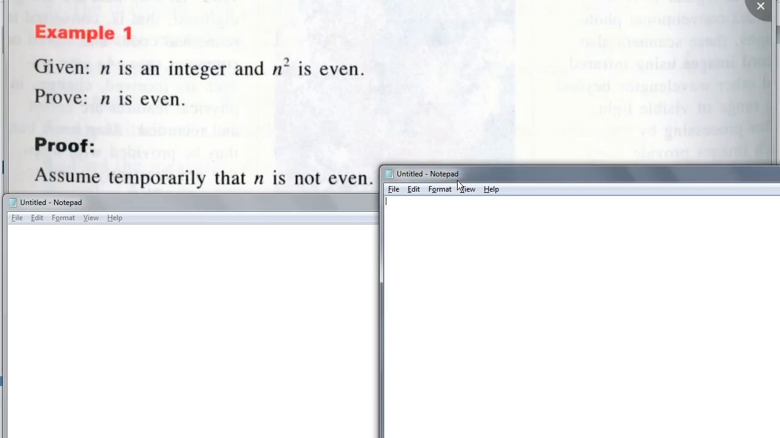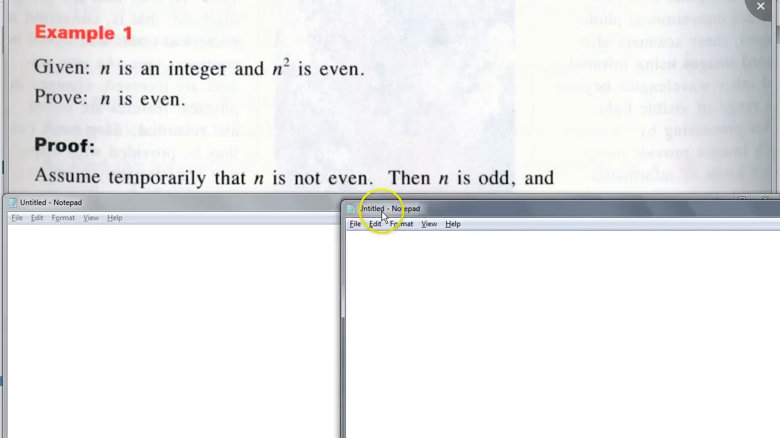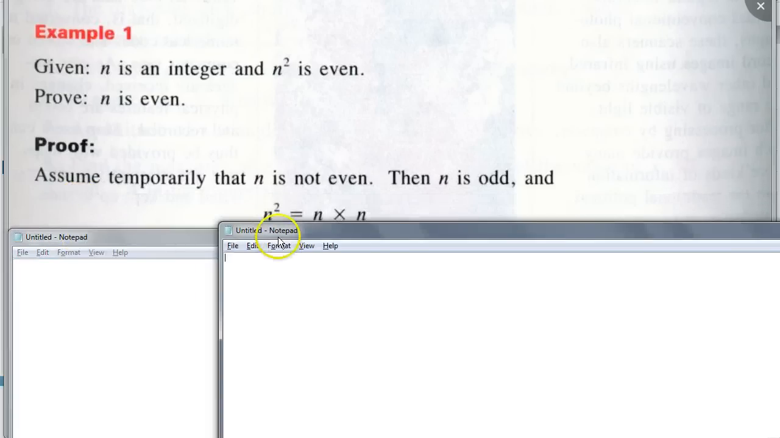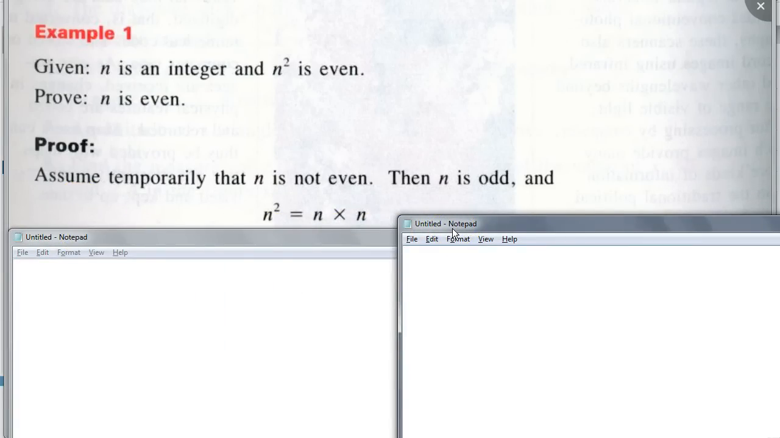Okay, by the way, what's a contradiction? It's the opposite of what you're trying to say, right? So let's reason logically. We know that n is not even, therefore n has to be an odd number, right? Now, what happens when you multiply n times n, which is n squared? If you assume temporarily that n is not even, we know that n squared means n times n.